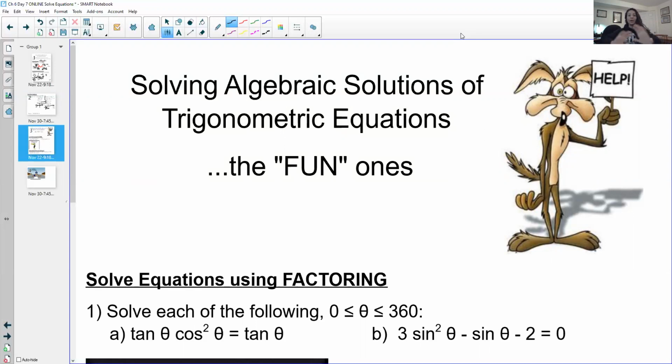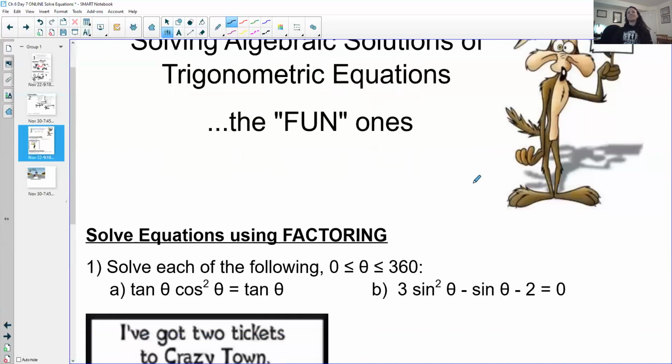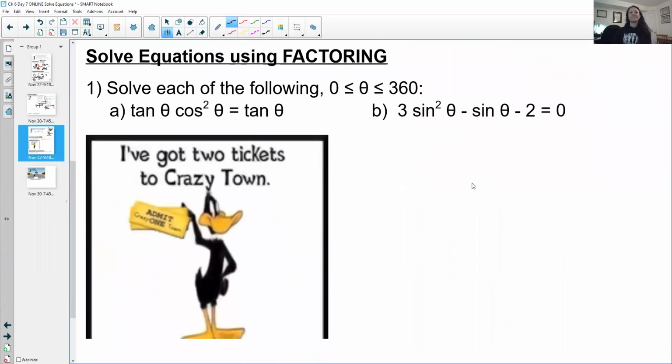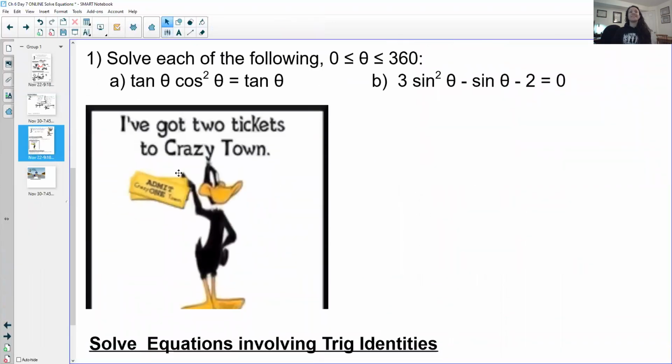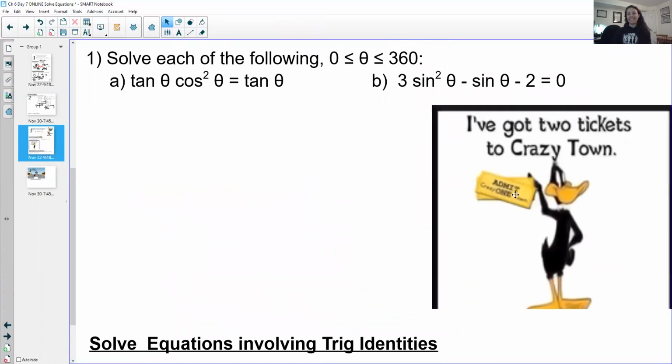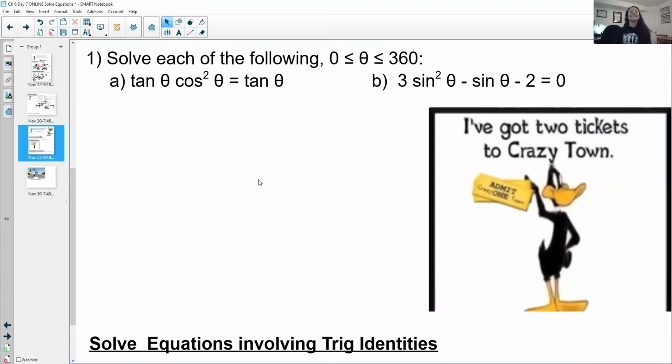So we're gonna take all that solving that we did and we're gonna combine it with all of the fun algebra that we've done earlier in the year, like factoring and trig identities, and it's all gonna come together in one beautiful package. So let's get going. Let's take our 2 tickets and let's go to Crazy Town.